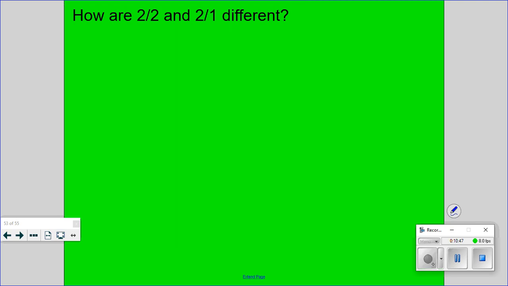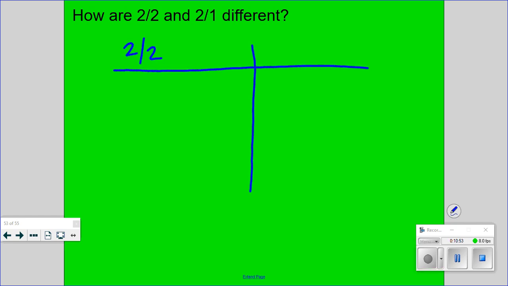Let's draw a picture. Let's make a little T-chart. On one side, we're going to write 2 halves, and I'm actually going to write how to say that fraction so I remember, because it's one that's kind of tricky. And then on the other side, I'm going to write 2 wholes, and again I'm going to write how to say it, because that's not a fraction I'm used to saying.